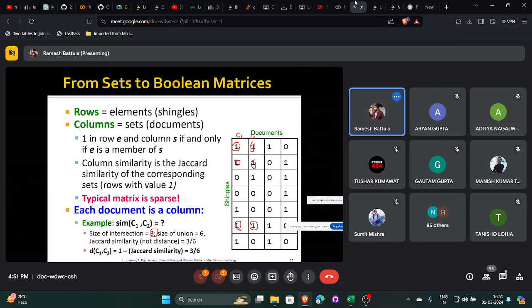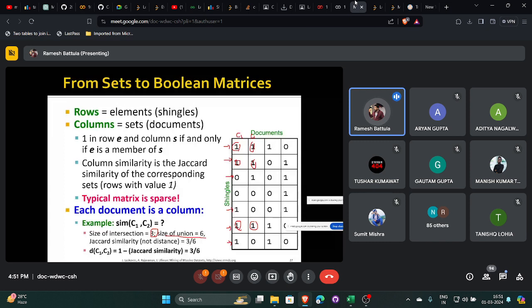So, size of union. How do we count the size of union? This one row consists of 1. This one row is also consisting 1. This row is also consisting 1. But this row doesn't consist anything, so okay, we are not counting this one. This one is also consisting 1. This row is consisting 1. This row is also consisting 1.